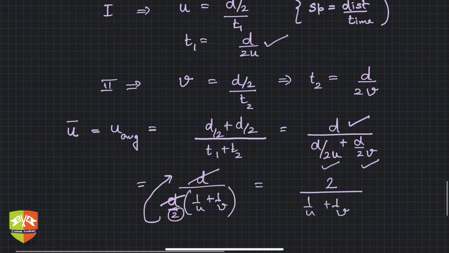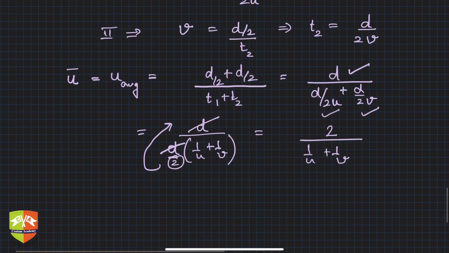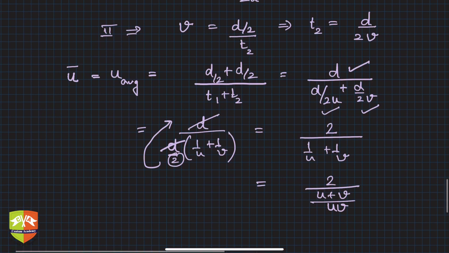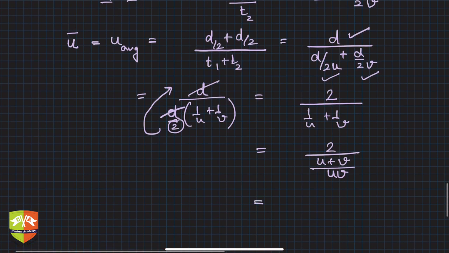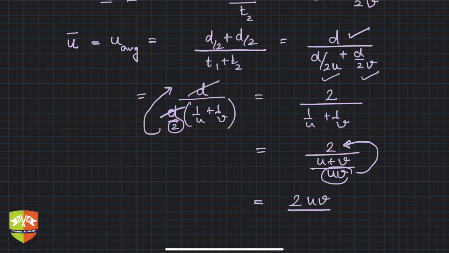See, automatically all the variables which we didn't know, d and t1 and t2, are eliminated. So no problems. u and v was already given. So if you simplify this, you will get 2, and common denominator you have to take. So this becomes u plus v, isn't it? And hence finally the last step will be this part will now go up in the numerator. So it becomes 2uv divided by u plus v. Okay, so this can be remembered as a result also.